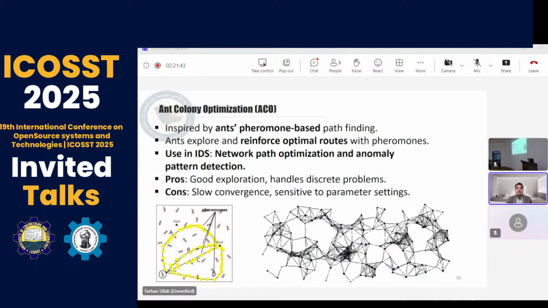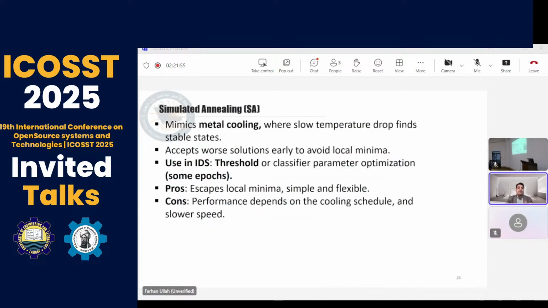We have pros, like good exploration and handling discrete problems, and sometimes we have slow convergence and parameter setting problems in this method. Another is the simulated annealing, SA, method. Basically, it mimics metal cooling, where slow temperature drops find a stable state. We can set a threshold in our method, and we can stop our selection or our classification when this threshold is achieved.